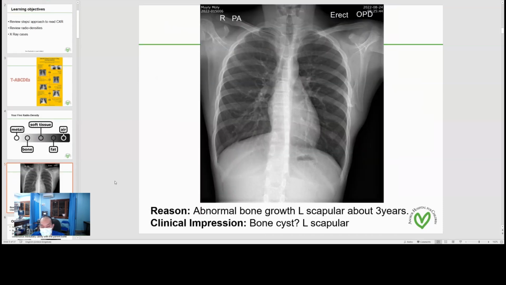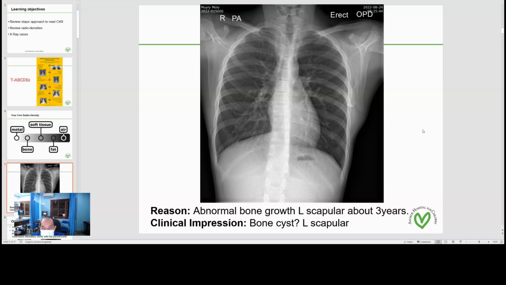And here is the first case. The reason why this patient took chest X-ray was because of the clinical concern about any abnormal bone growth of the left scapula, something like bone cyst. So let's see the chest X-ray. The clinical concern is on the left clavicle, so we can jump to that.